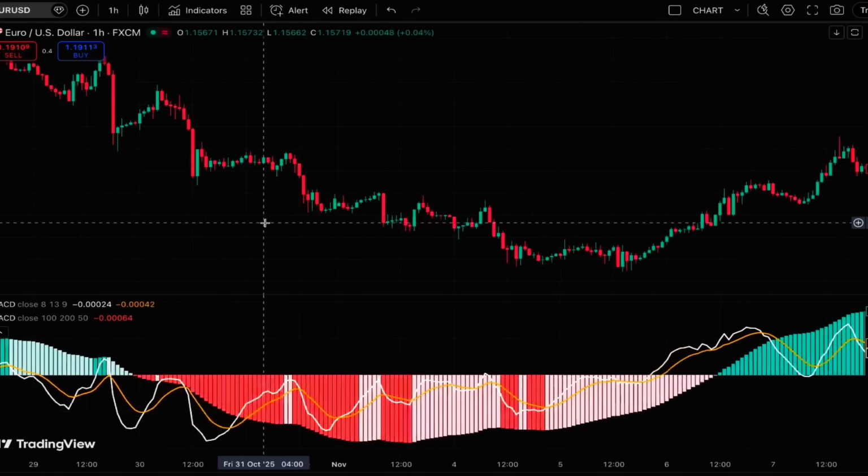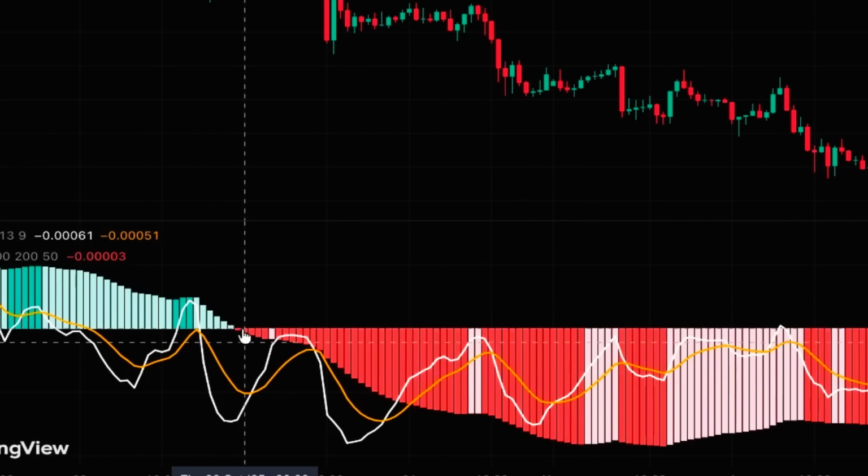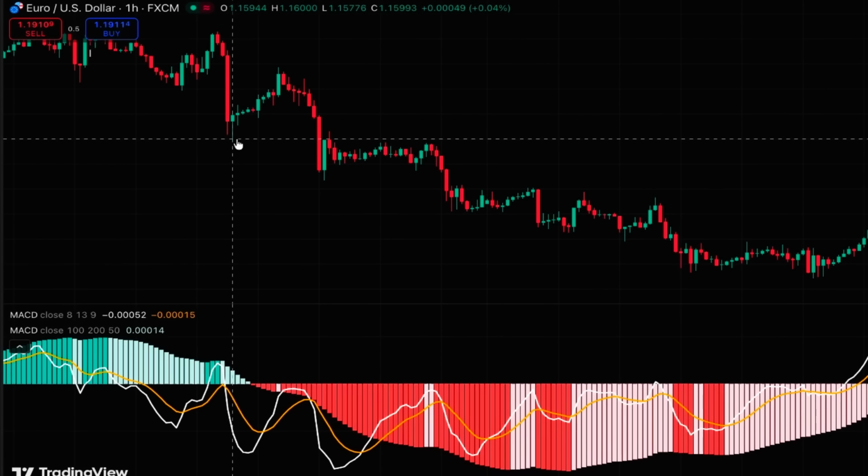Here you can see that the MACD histogram went below the center line and became red. So this is an early signal that probably a downtrend is forming. Now in the next step, we wait for a pullback.